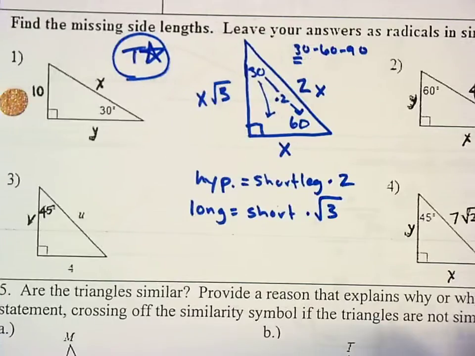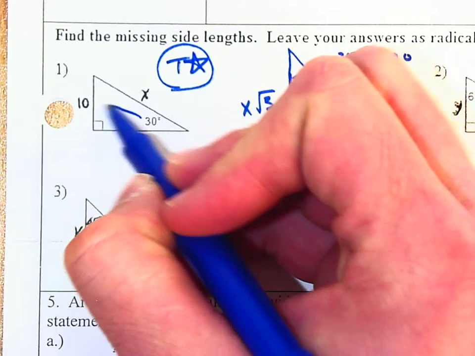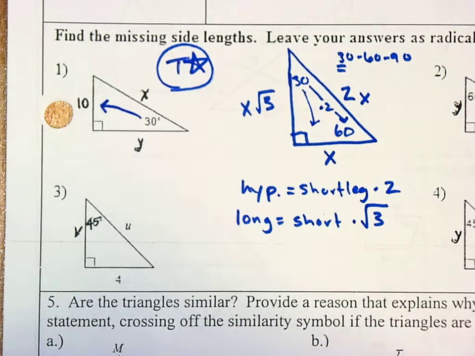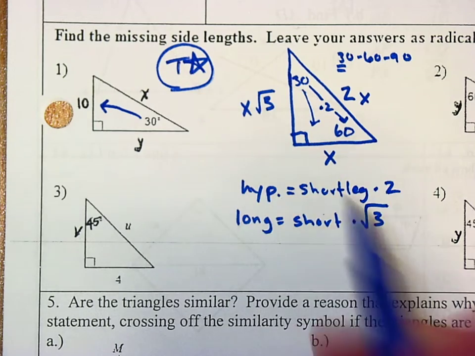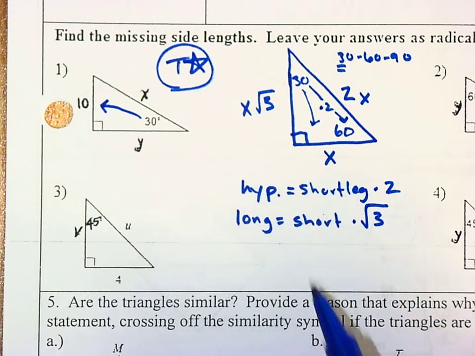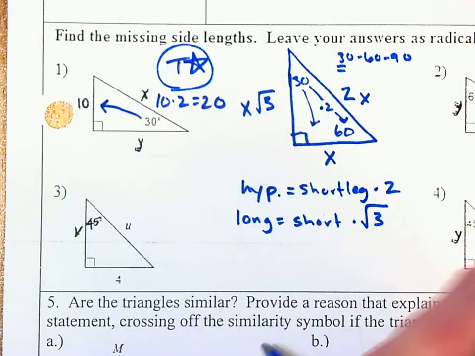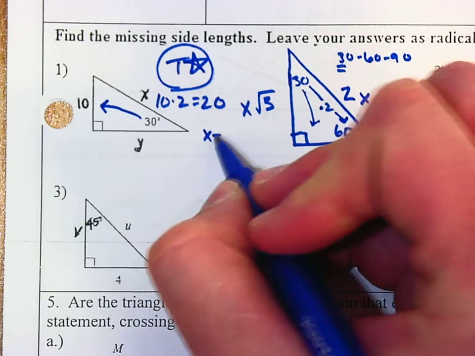Alright, well let's look at one. Let's look at number 1, for instance. Here they give us the short leg. We know that because it's across from the 30-degree angle, and it's 10. Well, to find my hypotenuse, I'm just going to do the short leg, or x, times 2. Well, 10 times 2 is 20. So x equals 20.